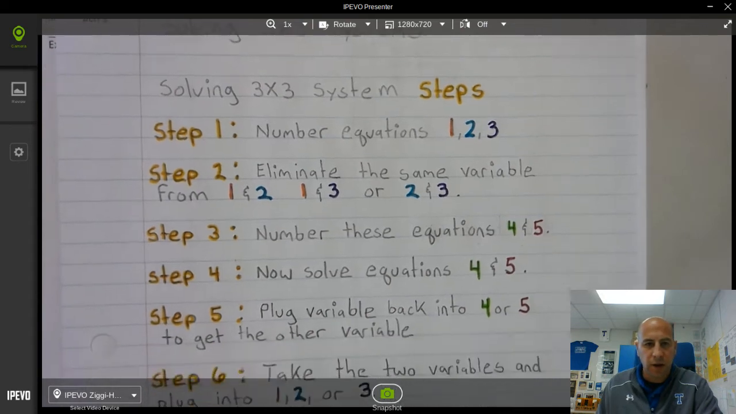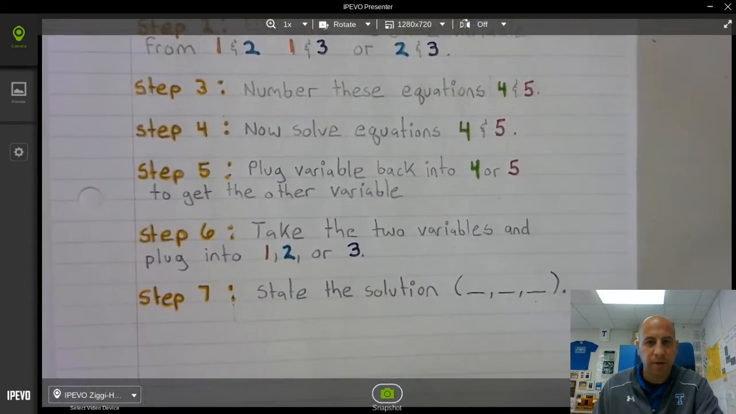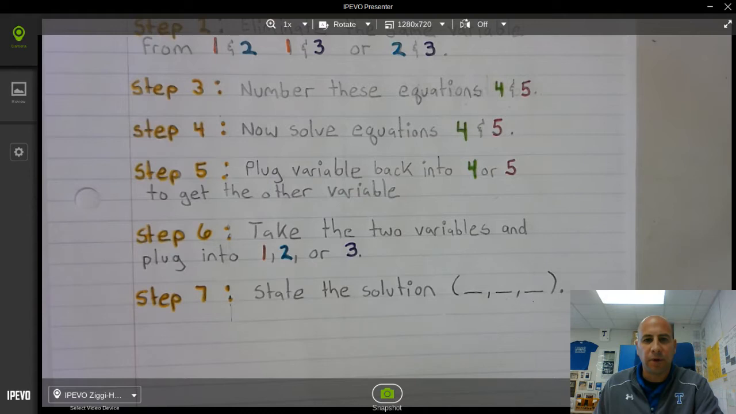All right, now let's look at step 5. Plug the variable back into 4 or 5 to get the other variable. Step 6, take the two variables and plug into 1, 2, or 3. And then step 7, state the solution. All right, so if you would finish up those notes.